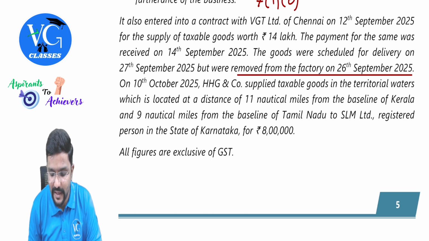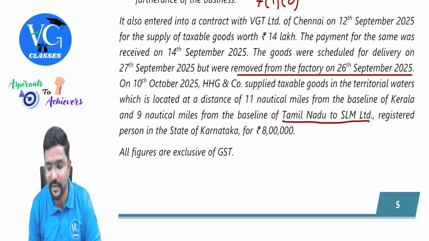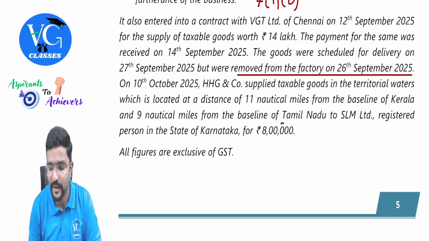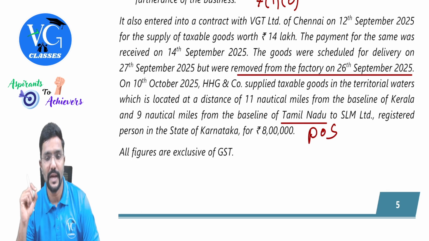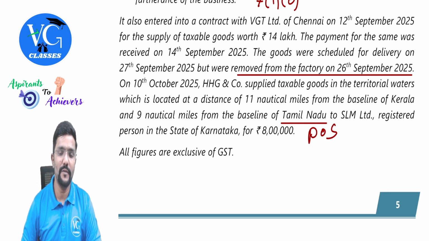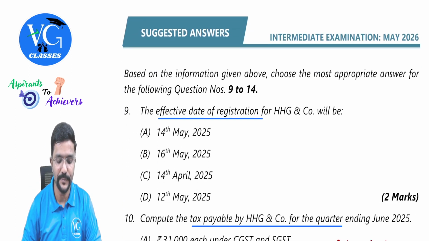Nearest to the baseline is Tamil Nadu. So for the place of supply, let us underline only Tamil Nadu. So the place of supply would be Tamil Nadu, guys, nearest to the baseline. Yes, all figures are exclusive of GST.